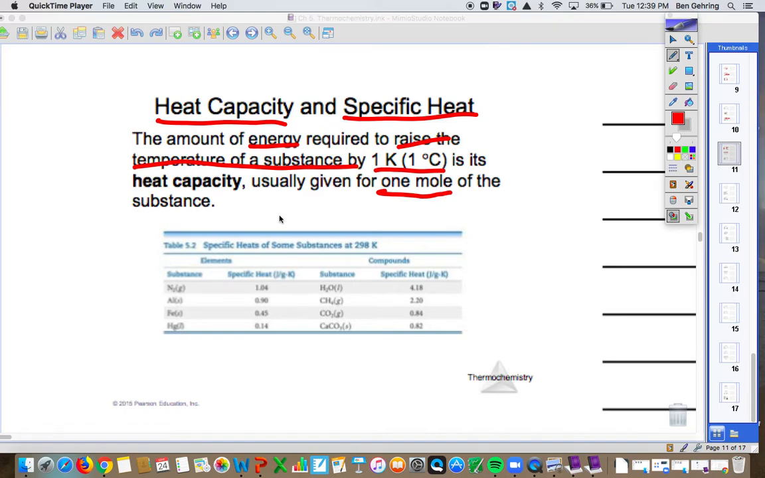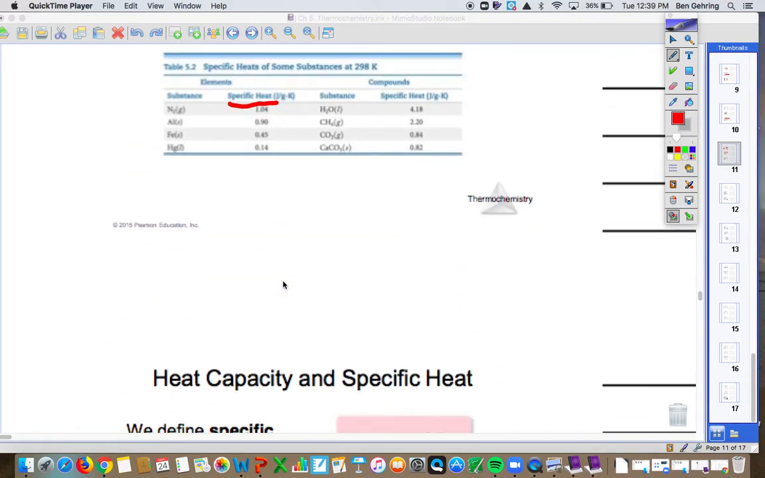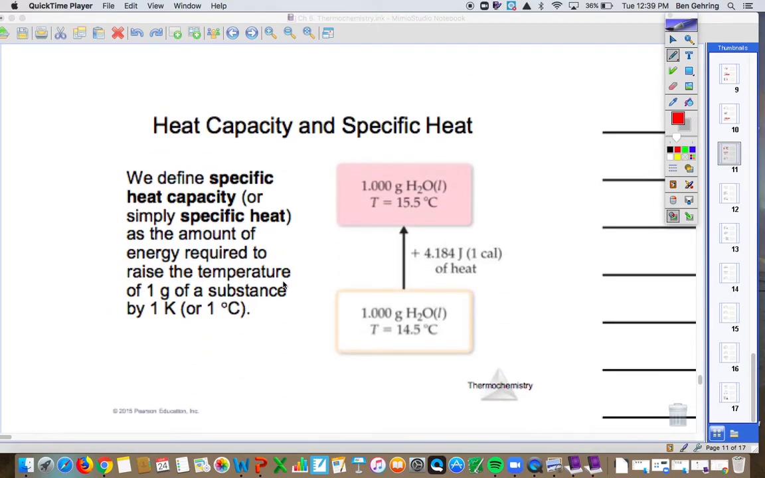Here you see a table of substances, and we don't have heat capacity listed. We have what's called specific heat, which we're going to get to on the next slide. But heat capacity is just the energy to raise the temperature of a substance by 1 Kelvin or 1 degree Celsius. Now let's talk about specific heat.